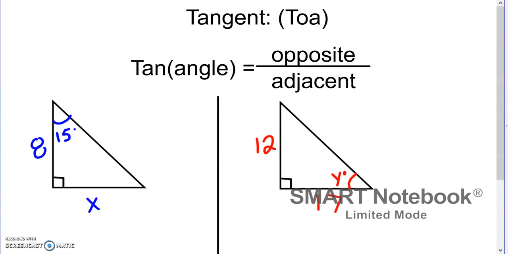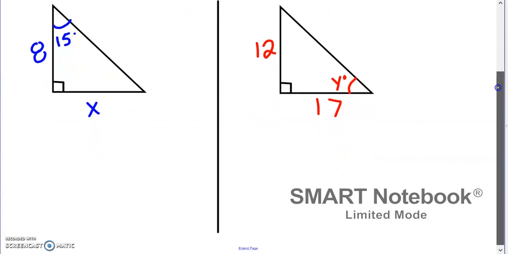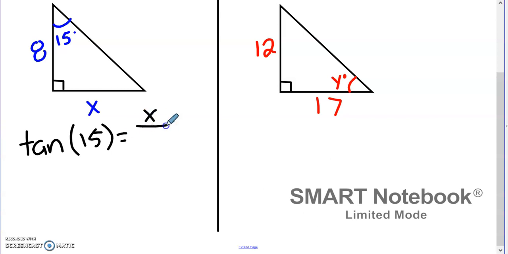Here we go. Last one, the tangent, okay, or the TOA. It's the tan of our angle is equal to the ratio of the opposite side over the adjacent side. So let's go through two examples. Over on the left-hand side, we're given the angle, but we're trying to find one side length. So we're going to write tan of our angle, 15, is equal to the ratio of the opposite over adjacent. So the opposite is x, adjacent is 8. We want to rearrange to get x all by itself.